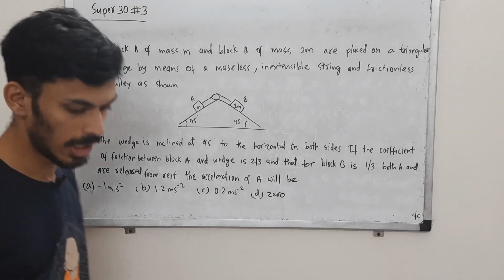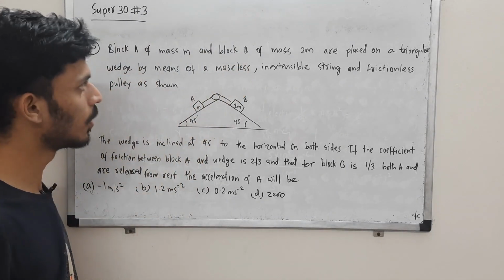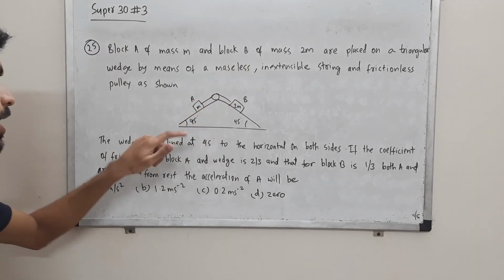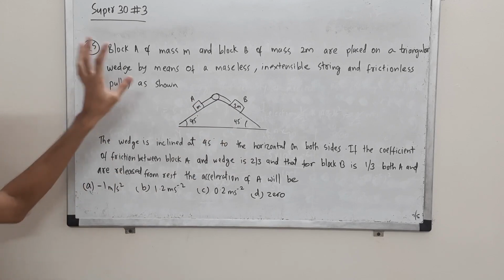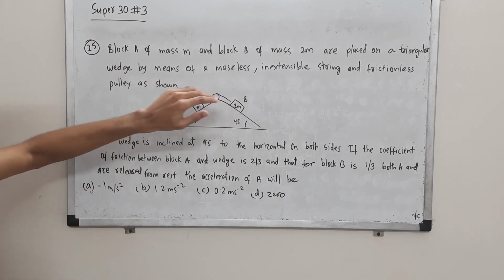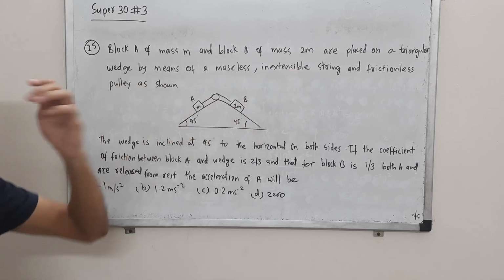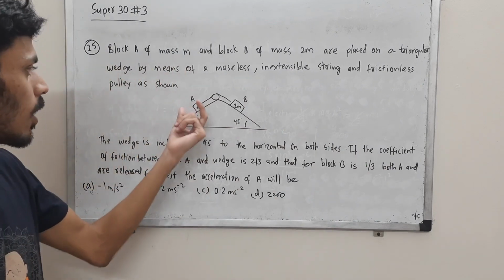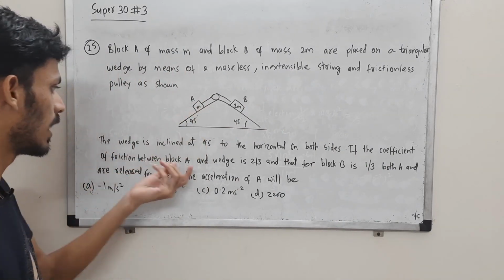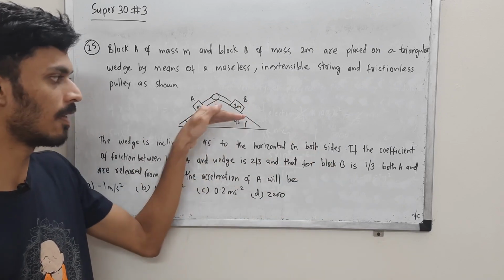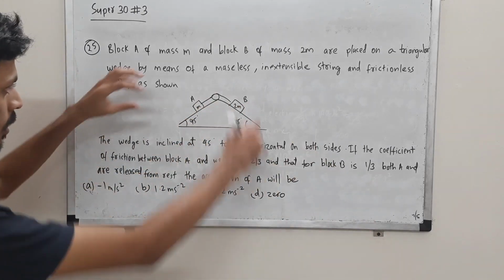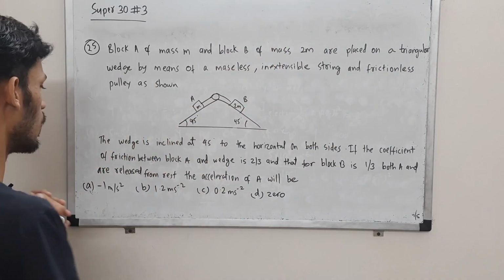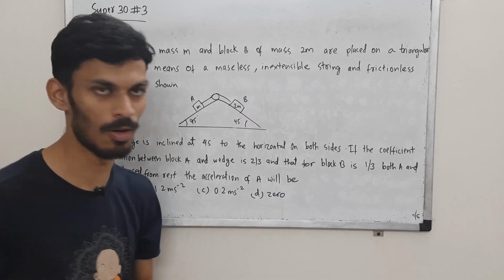Let's come to question number 25, which is a good question from your Newton's laws of motion. Here we have block A and B kept on a triangular wedge. The inclination is 45 degrees. All the assumptions are made that the string is massless, inextensible, and the surfaces are frictionless. The coefficient of friction between block A and the wedge is 2 by 3, and that for block B and wedge is 1 by 3. Both of them are released from rest. So if you are holding them, you just release them from rest. You are supposed to tell what will be the acceleration of block A.